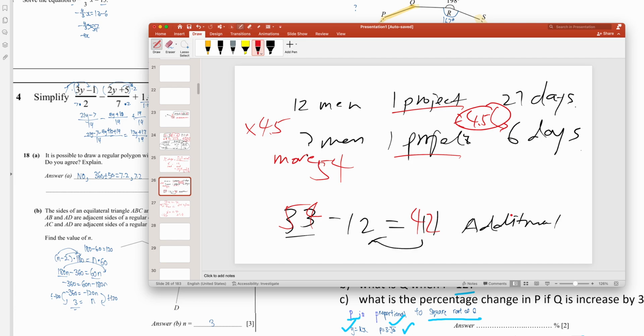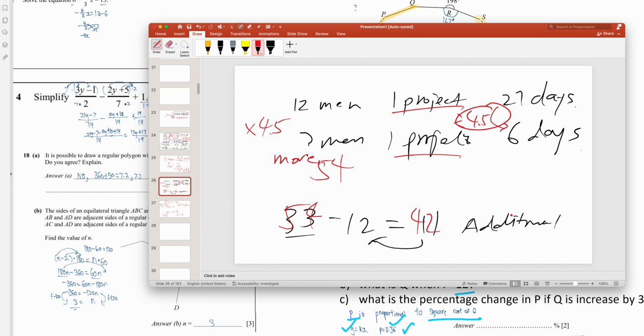Make sense or not? Okay. First thing, do you understand why I divide by 4.5 here but times 4.5 here? Why not divide? Because if you divide, the number will become lesser. Yeah, become less, and then it does not make sense, right? Less time, more manpower needed.